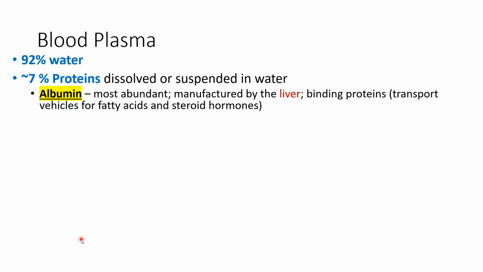Albumin is the most abundant protein. It is made by the liver, so you do need to know where it's made. And it's a binding protein. We talked about in the previous chapter, chapter 17, the endocrine system, that some of those hydrophobic hormones, such as your steroid hormones, don't travel well through the blood. They need a protein to help carry them along. Albumin is the name of that protein. It transports these fatty acids and steroids throughout the bloodstream.